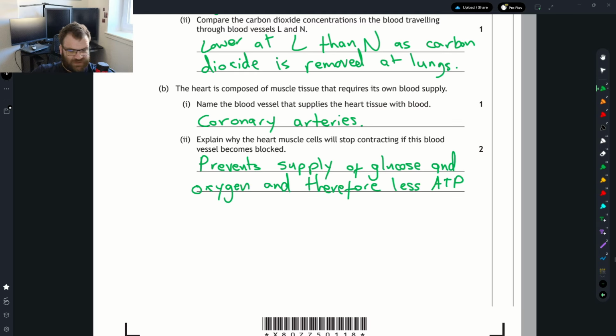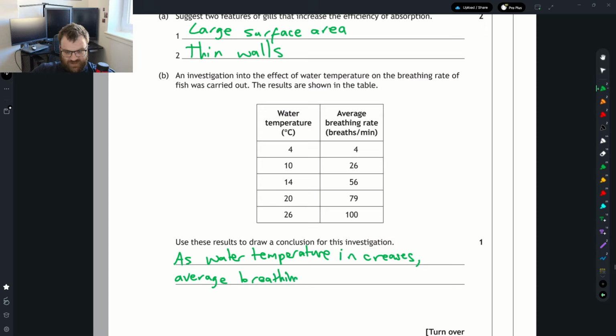Draw a conclusion. Now, as water temperature increases, so what does the question say? What's the effect of water temperature on the breathing rate? The average breathing rate is going up. So as water temperature increases, average breathing rate increases. So yeah, left hand goes up, right hand goes up. That sounds good to me.